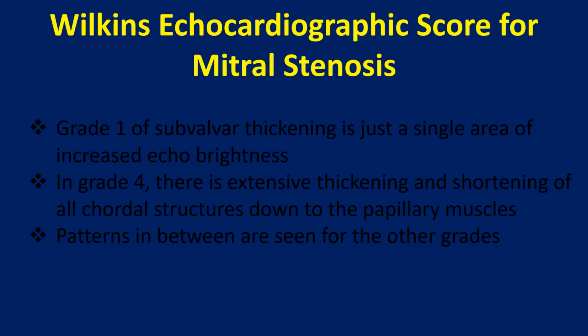Grade 1 for subvalvular thickening is just a single area of increased echo brightness. In grade 4, there is extensive thickening and shortening of all chordal structures down to the papillary muscles. Patterns in between are seen for other grades.